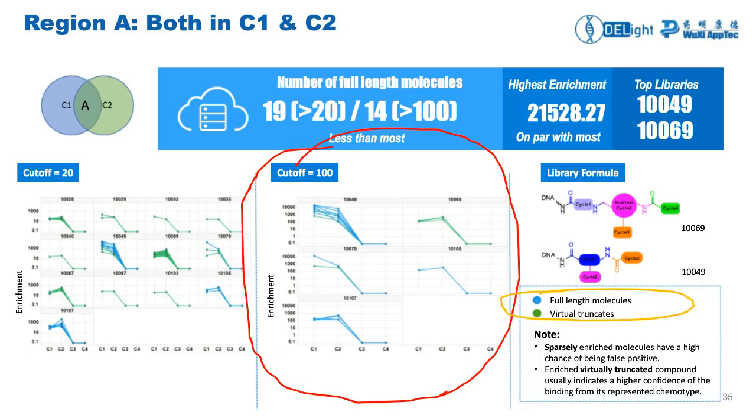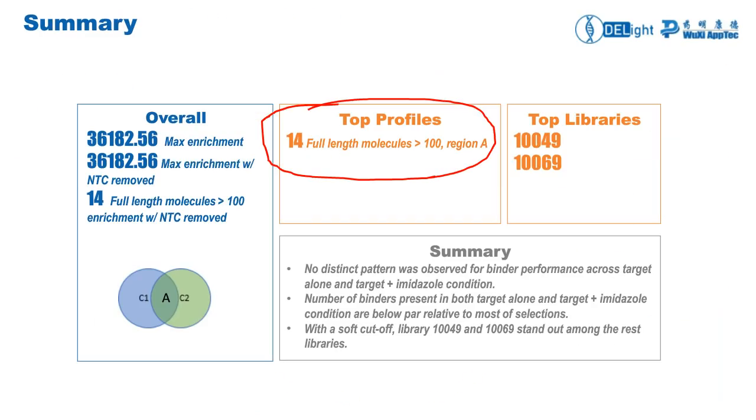And then we have the last slide in the report, which would be sent to you, which tells you that you had 14 full-length structures where the enrichment was high and occurred in region A. If you look at region A, that's in the bottom left-hand corner of the plot, and that is where things enriched in condition 1 and condition 2 to the overlap, but they did not enrich in conditions 3 and 4.